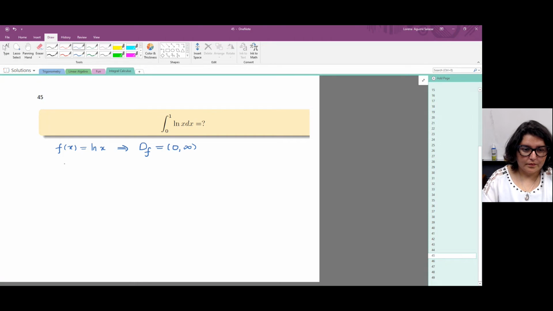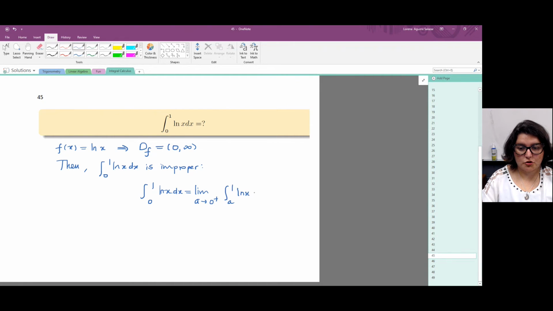So then we can say that the integral from 0 to 1 is an improper integral. And as an improper integral, the integral is defined in terms of a limit. We can always make sense of ln as long as we keep the arguments positive. Then this integral, the integral from 0 to 1 of ln of x dx, is defined as the limit as a goes to 0 from the right of the integral from a to 1 of the function.